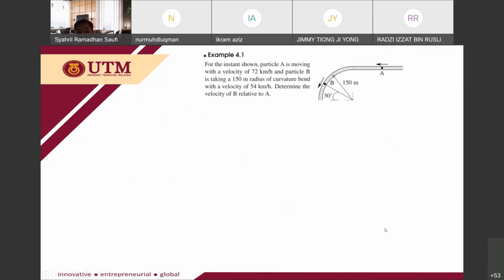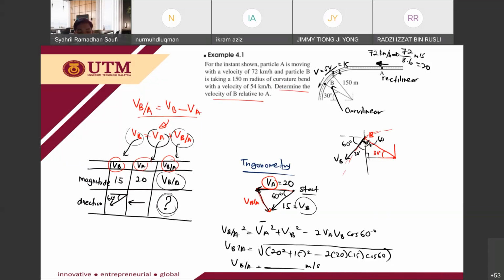Okay, any question? Soalan? Ada soalan ke? All right, then you can get the value of VB slash A here. Okay, so from the books, the value is 18.03.